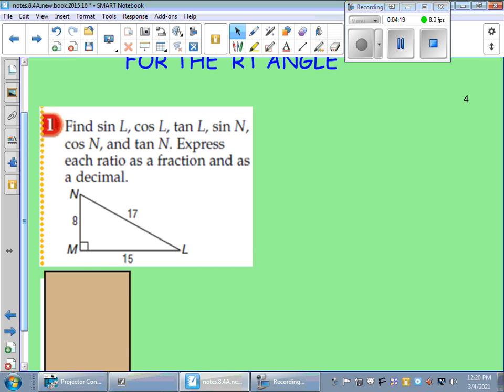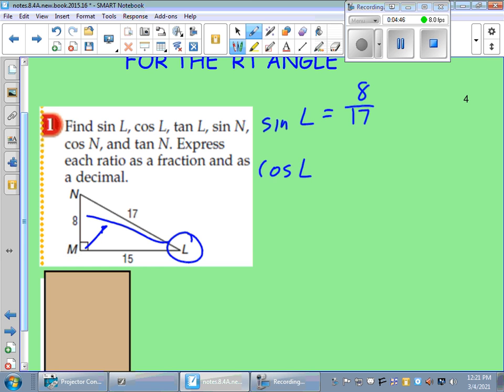Express each ratio as a fraction and decimal. So how, again, I start this is I would start with sine of L. Remember SOHCAHTOA. I'm going to circle L. There's L. Sine is opposite. So what side is opposite? That's the one that it does not connect with. 8 over what is the hypotenuse? Always opposite your 90 degrees. So that's 8 over 17.